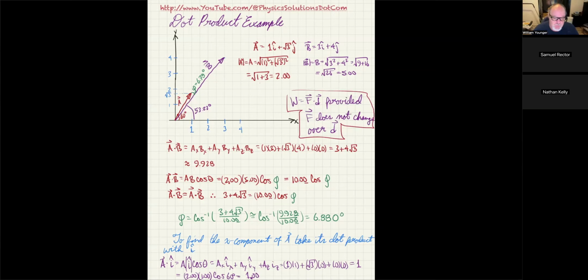Now I have to go a little further and show you how we deal with this in the event that we want to calculate work and the force actually changes along the way. So, work done by a variable force.